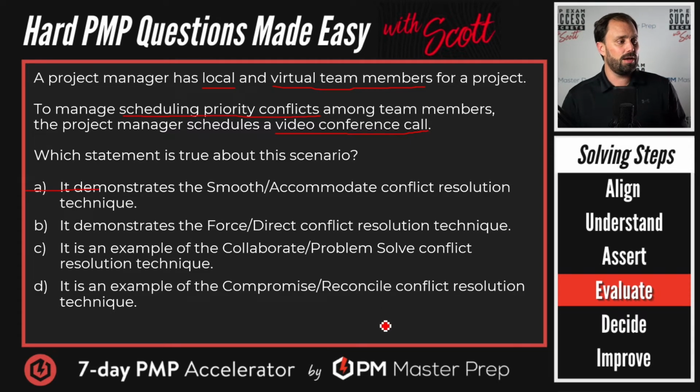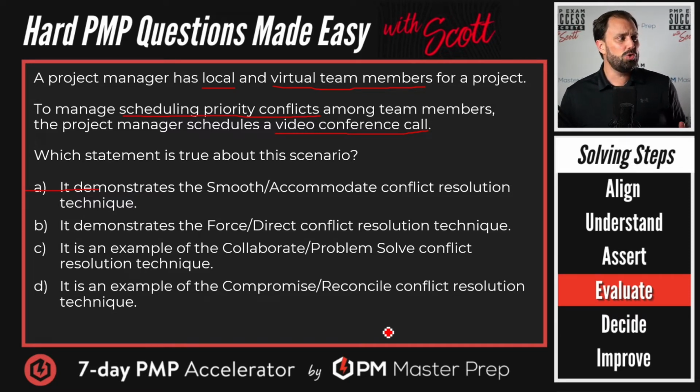Booyah, out of there. Is this a force? Does this demonstrate a forced direct conflict resolution? When I do that, shoulders go back, maybe in a negative sense, to say, I don't care what you're doing. You're going to make this meeting. That's my way or the highway. Is that what we're doing here? Doesn't really feel like it.